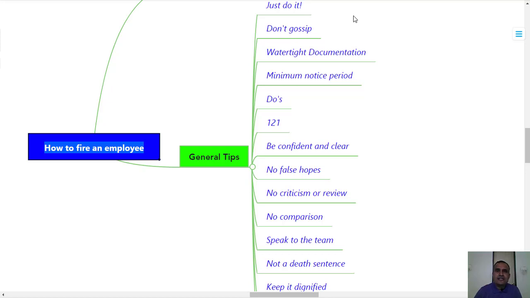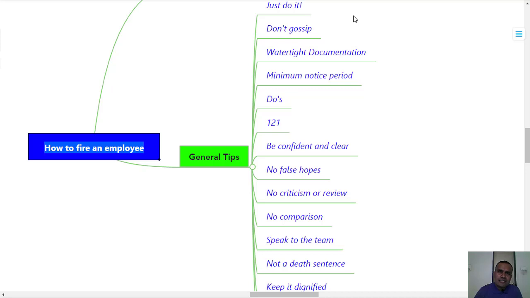The second is don't gossip. Get the job done, but don't go around talking about it. It is very cruel and undignified. So don't gossip about it. Third is the documentation should be watertight. You never know how anything could backfire against you, because firing someone is a big deal. So you better be prepared. Okay. See, all said and done, firing is a very unpleasant experience.